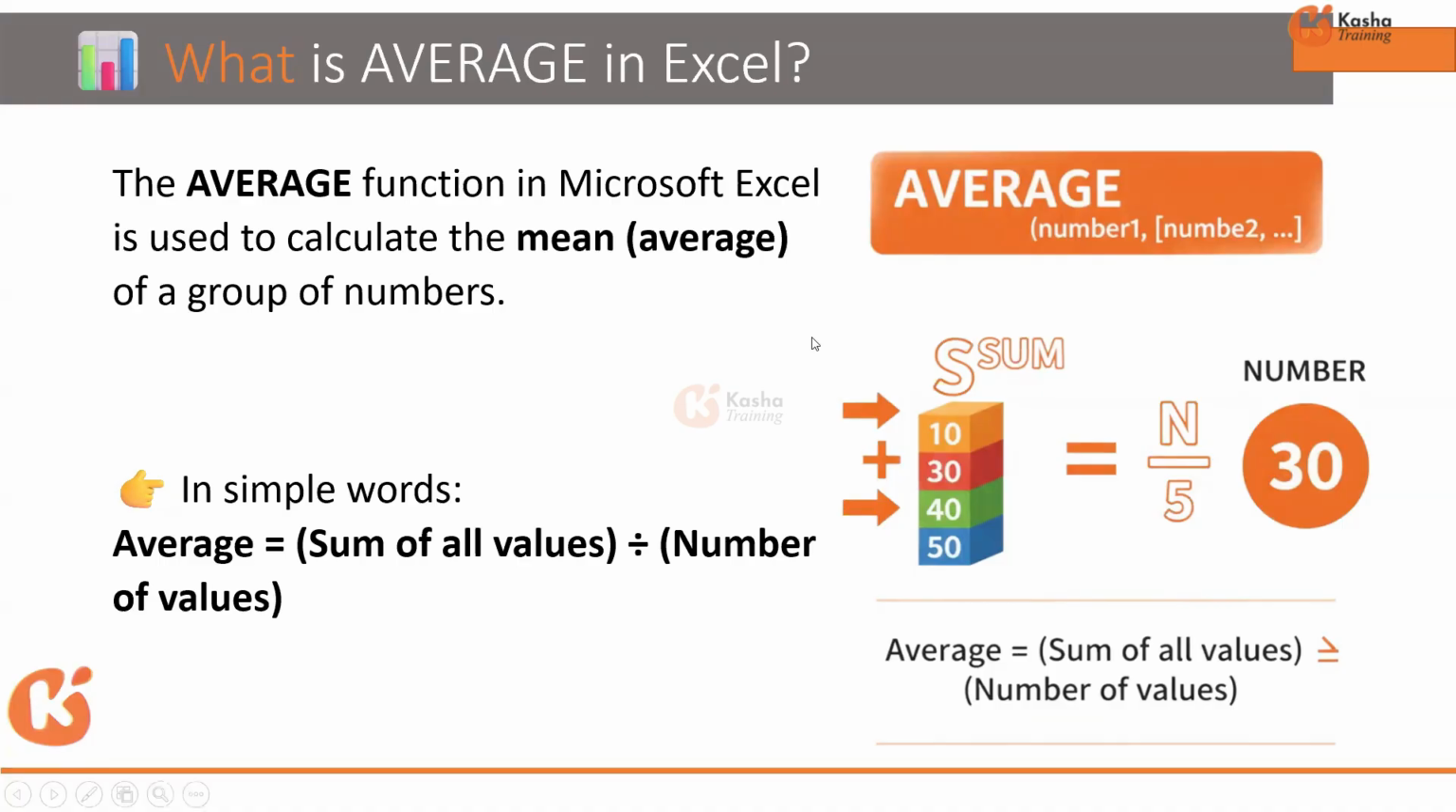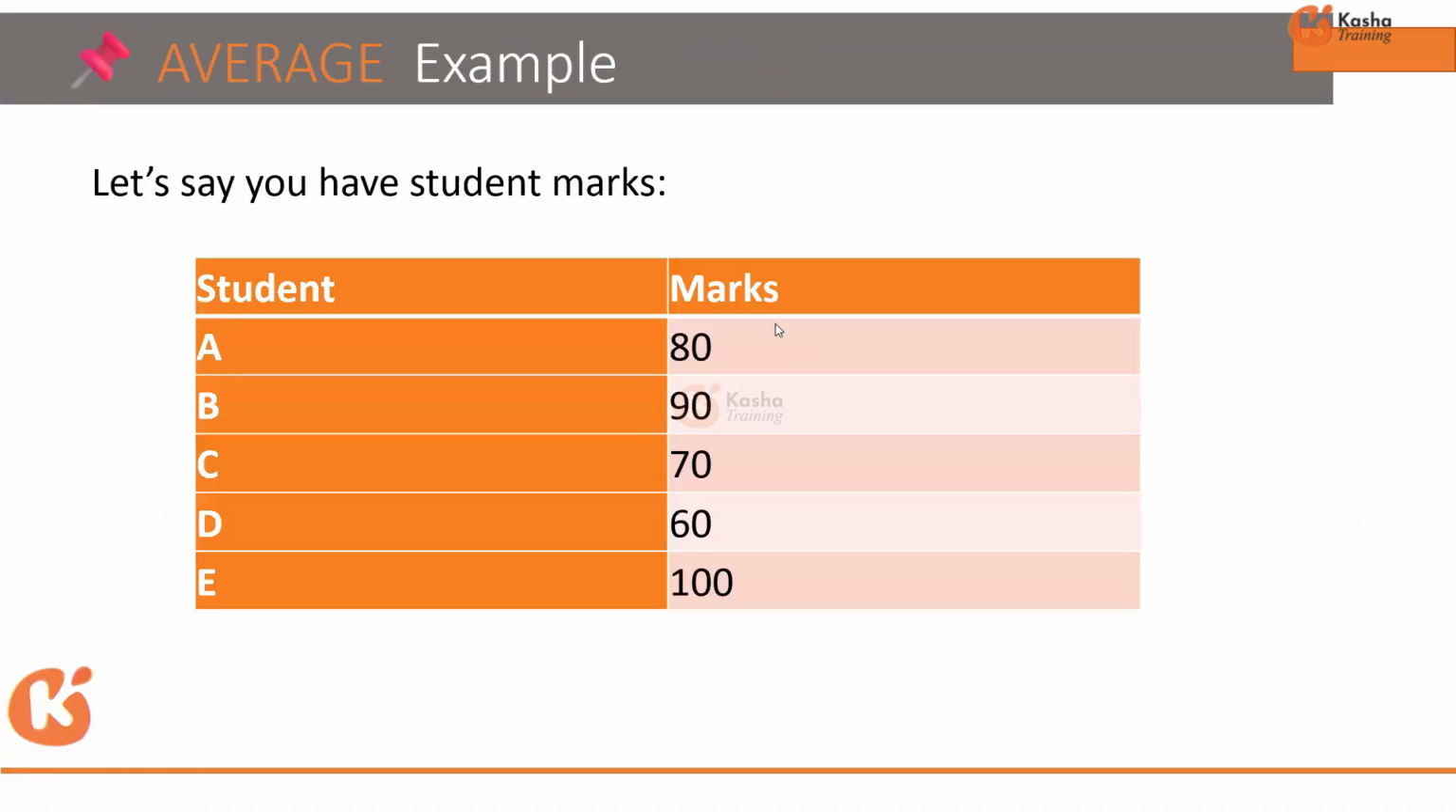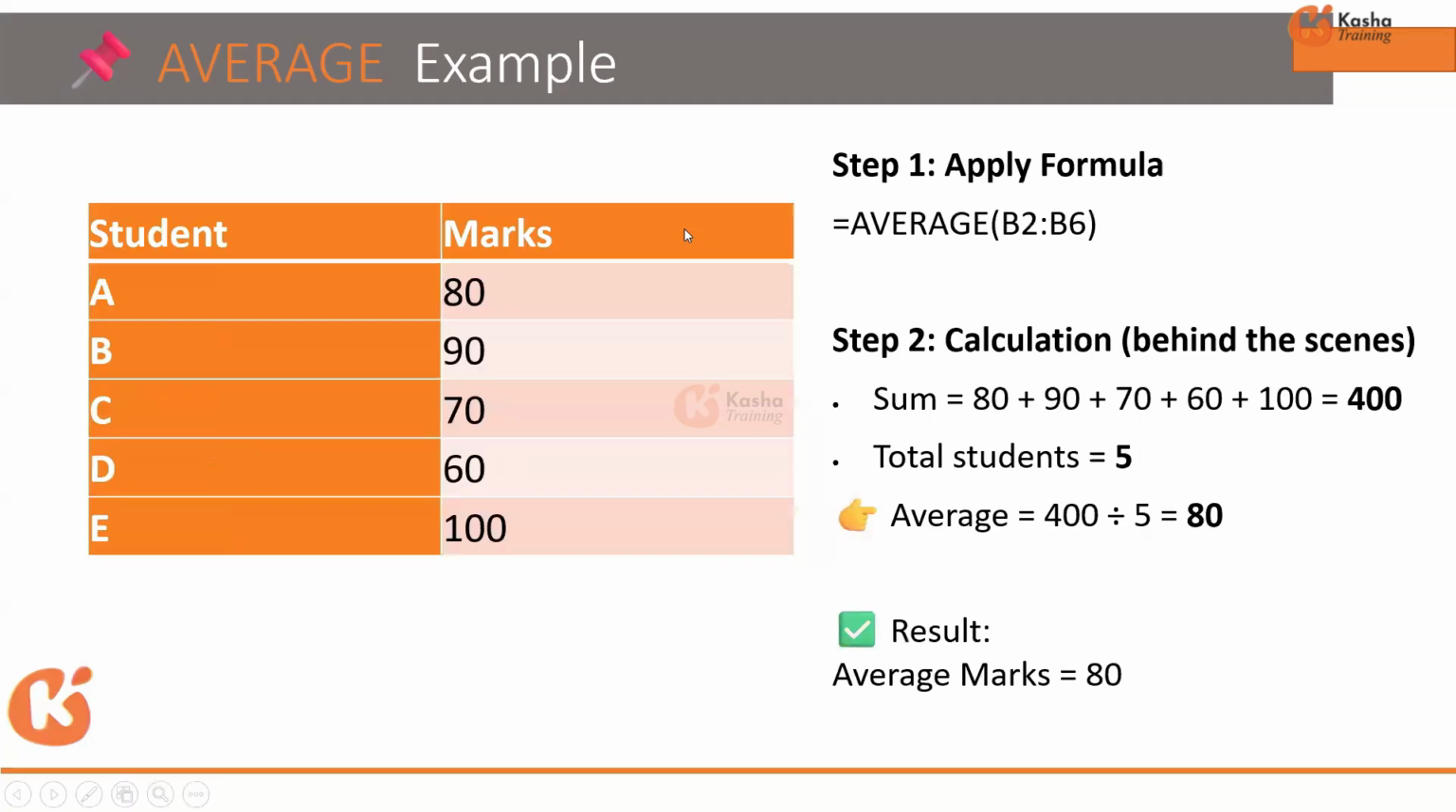Then let's also see another example of how we can use average. Here you can see students A, B, C, D, E, with their marks mentioned. If you want to find out their average, we're going to go ahead. Here you can see these are the students and these are the marks. So we're going to find out their average.